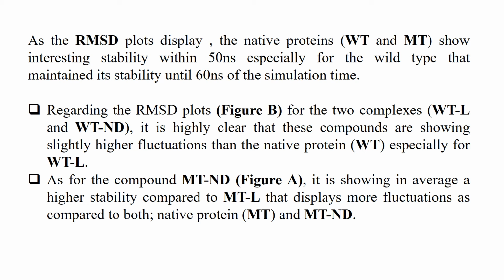Regarding the root mean square deviation plots for the two complexes, wild type lopinavir and wild type new drug, it is highly clear that these compounds show slightly higher fluctuations than the native protein, especially wild type lopinavir. As for the compound mutant type new drug, it shows on average a higher stability as compared to the mutant type lopinavir, which displays more fluctuations as compared to both the native protein and mutant type new drug.